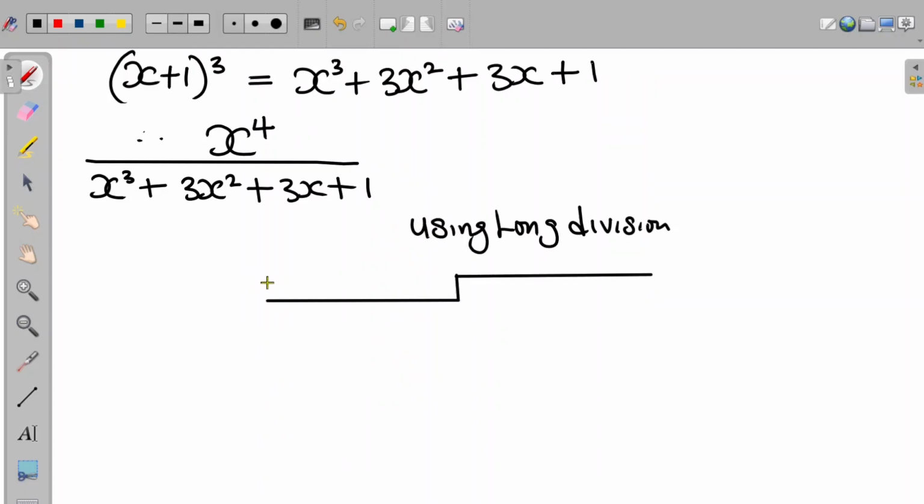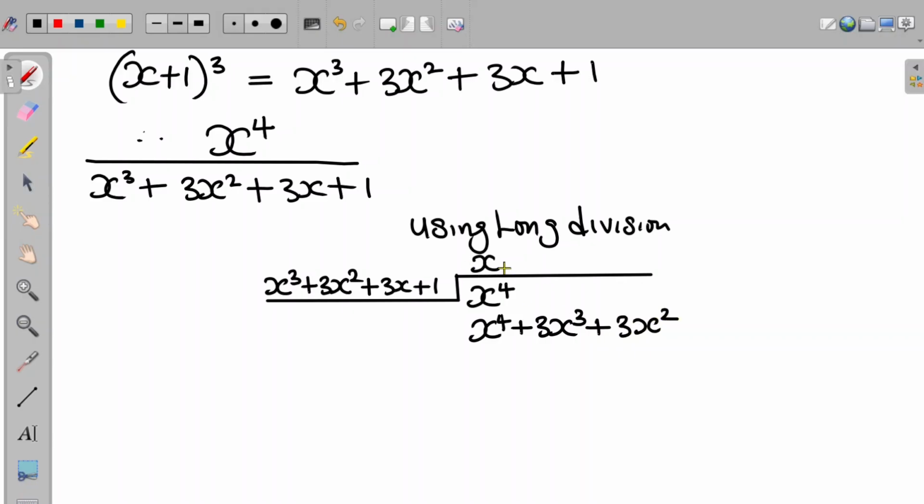So this is the divisor, which is x cubed plus 3x squared plus 3x plus 1. And then we have x to the power of 4. So x to the power of 4 divided by x cubed, we will be left with x. x times x cubed is x to the power of 4. x times 3x squared is plus 3x cubed. x times 3x is plus 3x squared. And x times 1 is x.